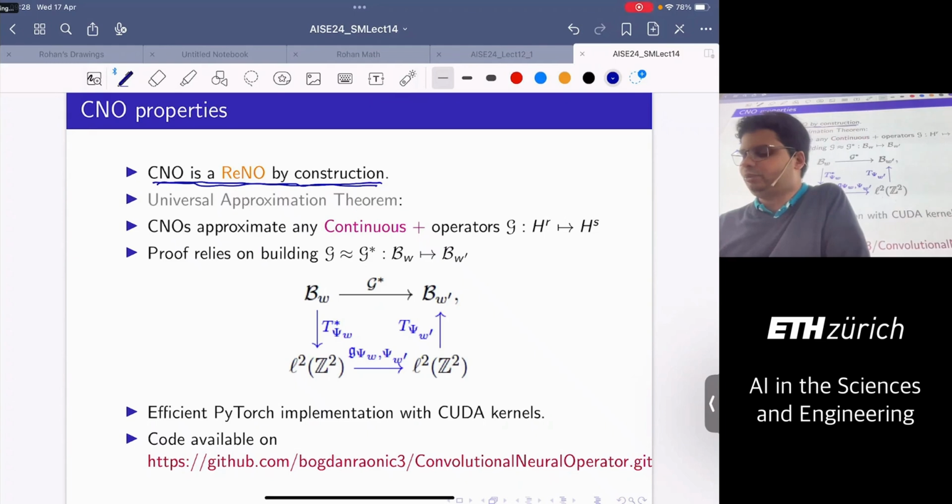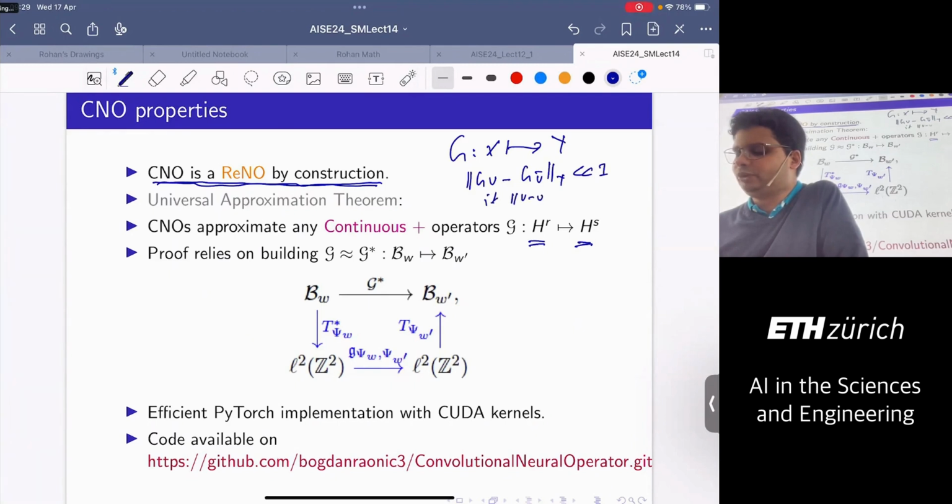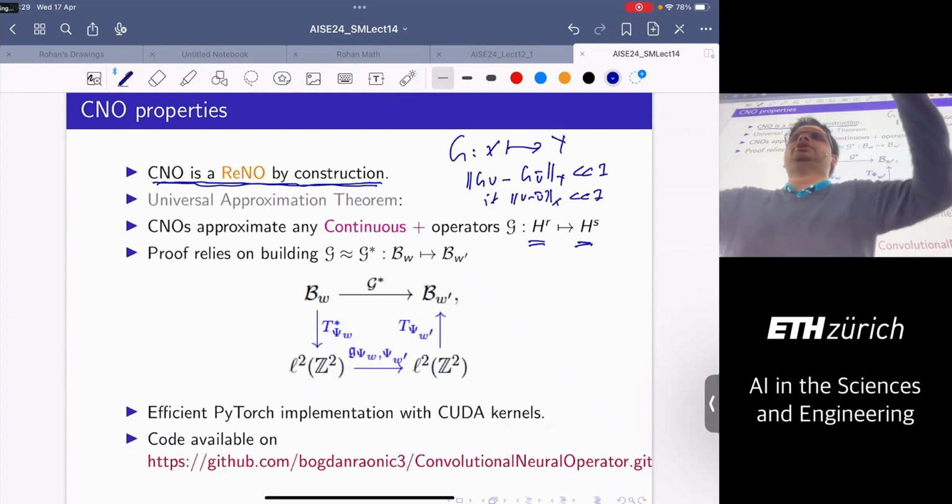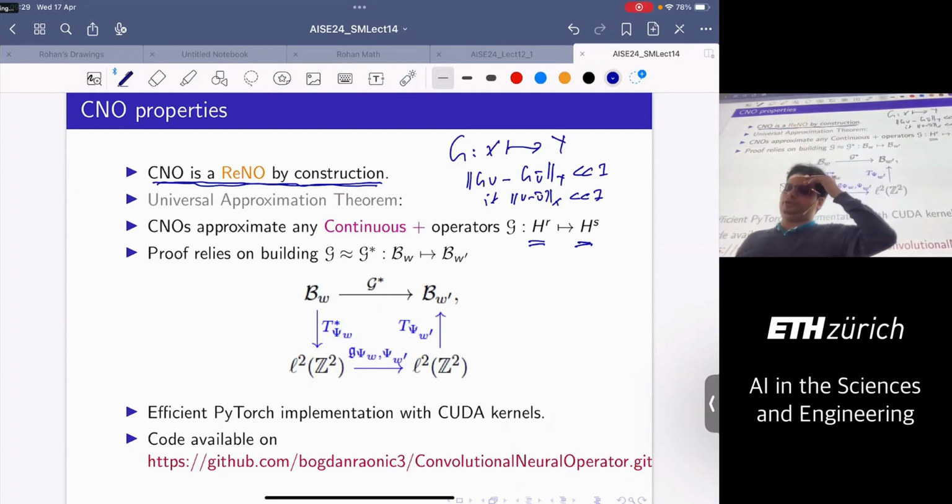Here we are using Sobolev spaces. This is a detail, it's not important. But essentially, let's say that your operator G is from X to Y. Then a continuous operator would be, roughly speaking, if G(v) minus G(v') in Y will be small if v minus v' in X is small, right? So this is roughly the mental image. If the inputs are close to each other as functions, the outputs are also close to each other as appropriate functions. That would be the definition of continuity.